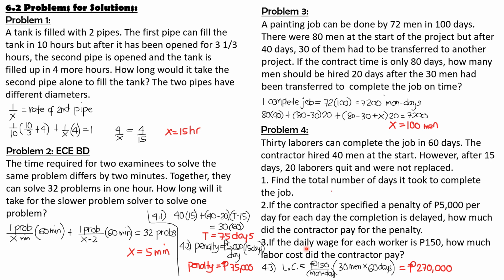Then if the daily wage for each worker is 150 pesos, how much labor cost did the contractor pay? So the labor cost is 150 pesos per man per day, so 150 pesos per man-day. Then there will be 1,800 man-days, or 30 men times 60 days. So that would be 270,000 pesos.